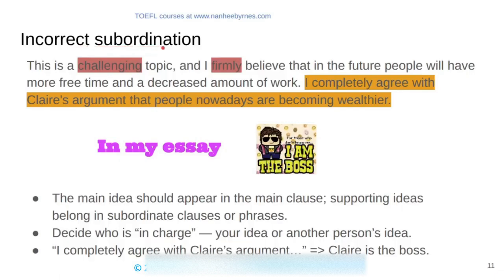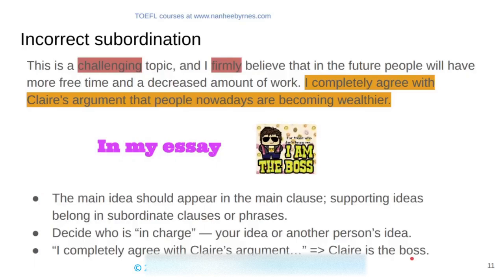There is also a style problem in this essay related to incorrect subordination. In strong academic writing, the main idea must appear in the main clause, while supporting ideas should be placed in subordinate clauses or phrases. In other words, you must decide who is in charge, your idea or Claire's idea. When a student writes, "I completely agree with Claire's argument that people nowadays are becoming wealthier," the message to the reader is that Claire's idea is more important than the student's own position.